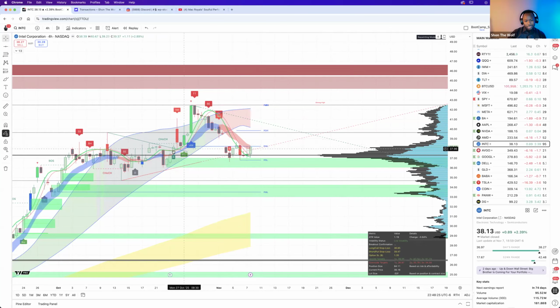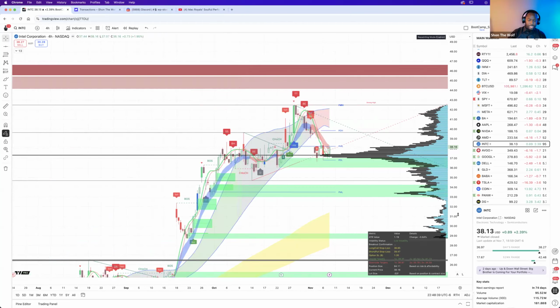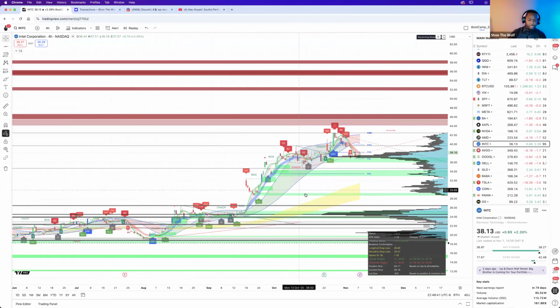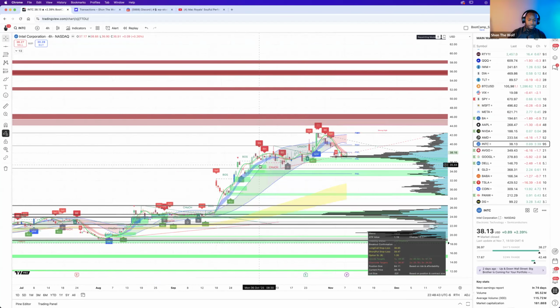I would like to see it a little bit more thin, but if we can mount above this 12 cloud, it looks good to run back up to like the 42 level and test this trend line in this WTMA cloud. But it's starting to kind of look like a chart that I'm really interested in playing. The uptrend is really solid.